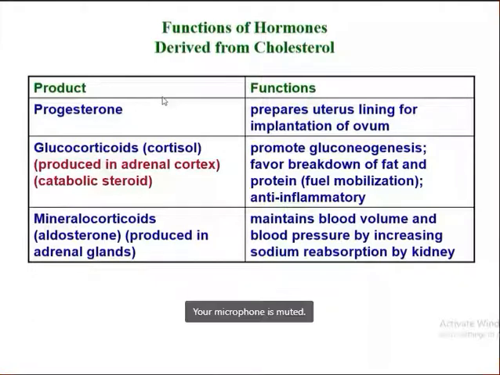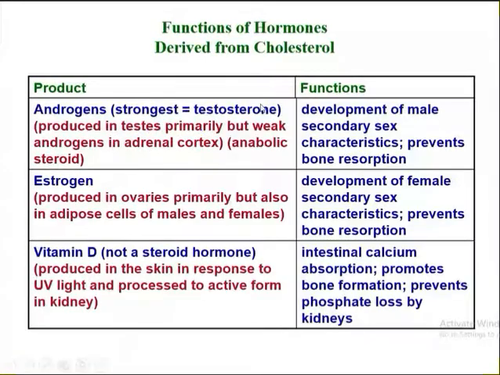So androgens. What is the function of androgens? This is the strongest anabolic steroid. We call it an anabolic steroid. So the function of androgens is the development of male secondary sex characteristics and preventing bone resorption. Estrogen's function is the development of female secondary sex characteristics and preventing bone resorption. Okay, remember.